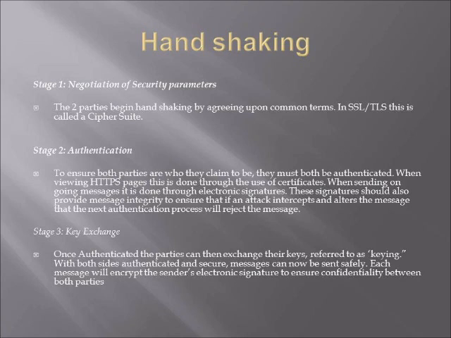Handshaking is broken down into 3 stages. Stage 1 is the negotiation of security parameters. The handshaking begins here by both parties agreeing upon the common terms and conditions. In SSL TLS, this is called the cipher suites. Stage 2 is authentication. Here, both parties prove their identification through the use of certificates or digital signatures. Signatures also double as integrity by ensuring that if the message is in any way altered, it will be rejected.